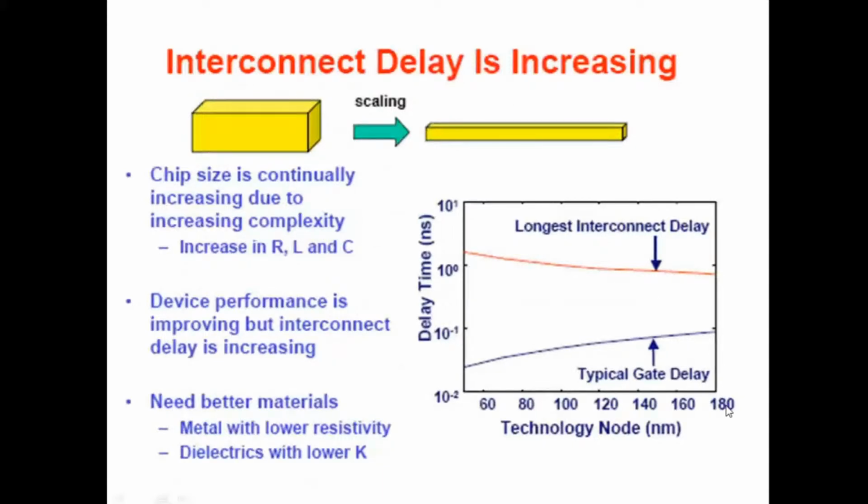As we see here, the technology nodes have scaled from 180 to around 60 nanometer. Typical gate delay has reduced, but the interconnect delay has been increasing. To decrease the interconnect delay, we need to use better materials, that is metals with low resistivity and dielectrics with low K.